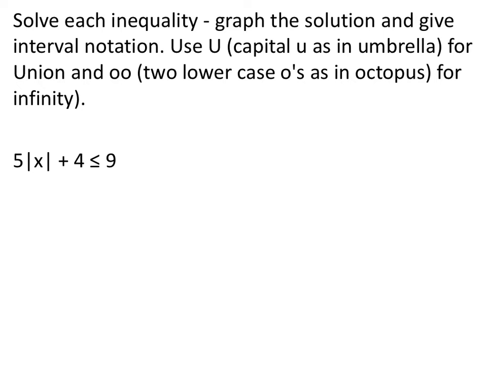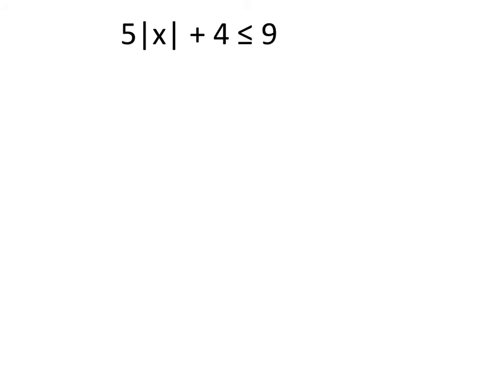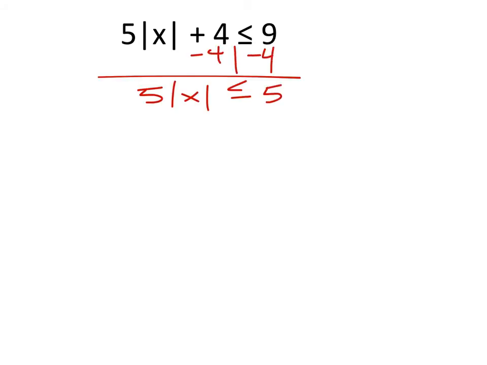All right, so graph this one. It tells us to use the u, like when you guys put this into the homework, which means right away we should know that we're looking at some kind of or statement. All right, so we do need to manipulate this one for the absolute value, just like we would an equation. So I'm going to need to subtract 4 from both sides. Then I'll divide both sides by 5. And I've got the absolute value of x is less than or equal to 1.